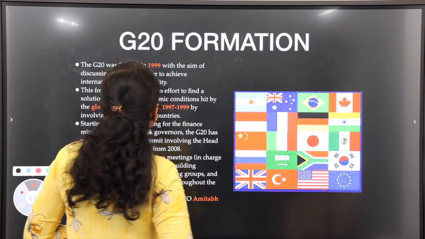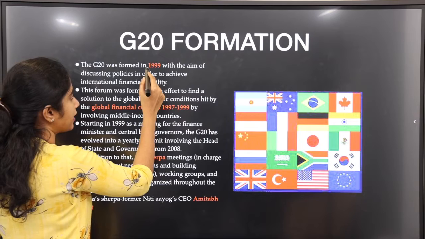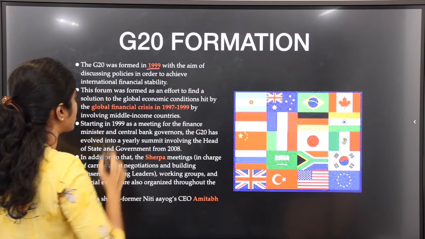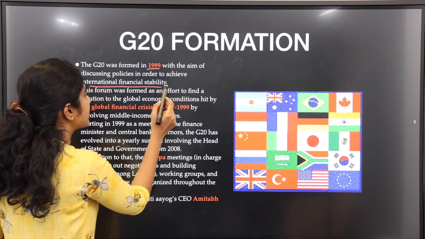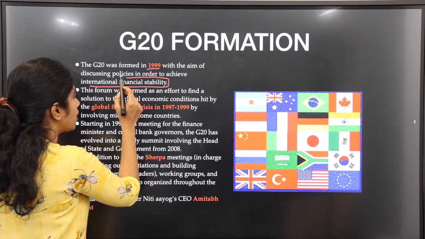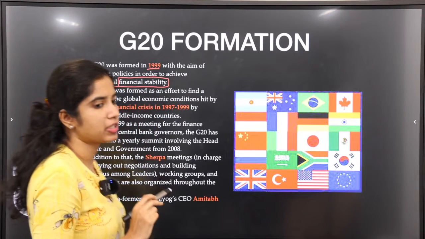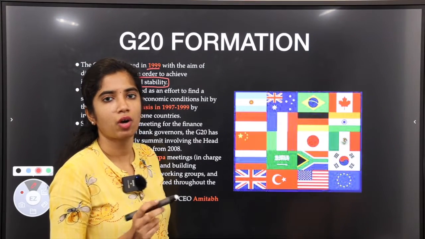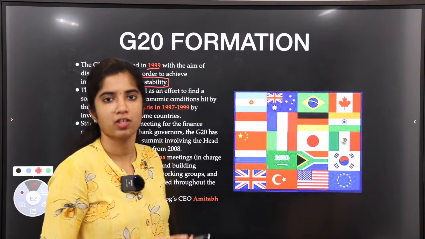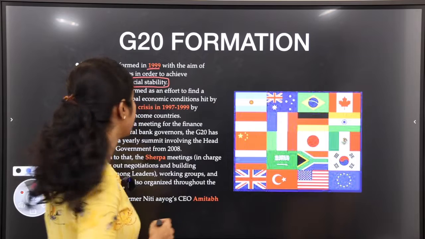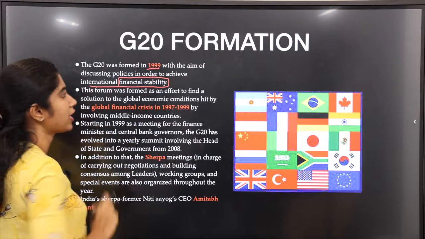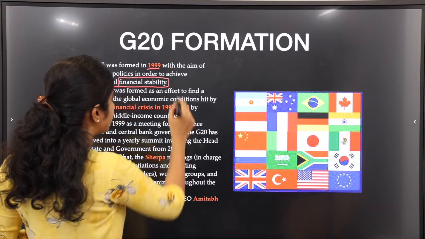So G20 was formed in the year 1999 with the aim to achieve international financial stability. So what is this forum for? It is related to financial stability. The UN and NATO are all to maintain political stability, to maintain peace in the region. This is regarding financial stability.